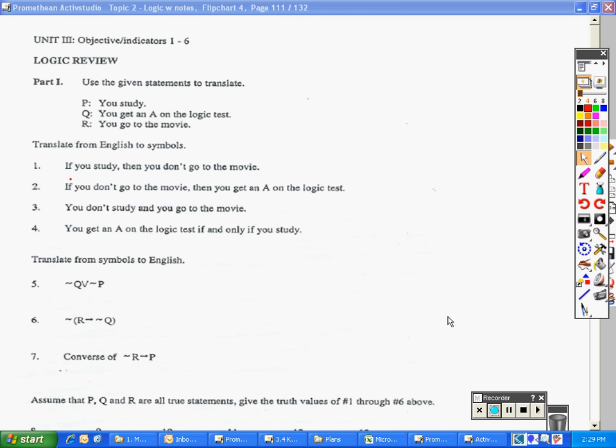All right, here we are on page 53 of the logic test review. Okay, for number one, we need to translate from English into symbols using those logic symbols that we obviously learned about.